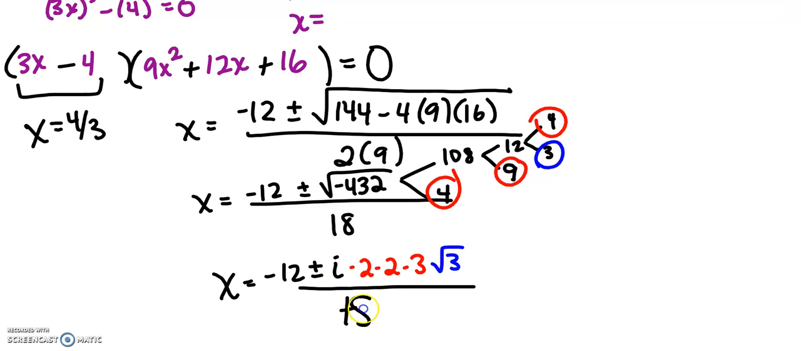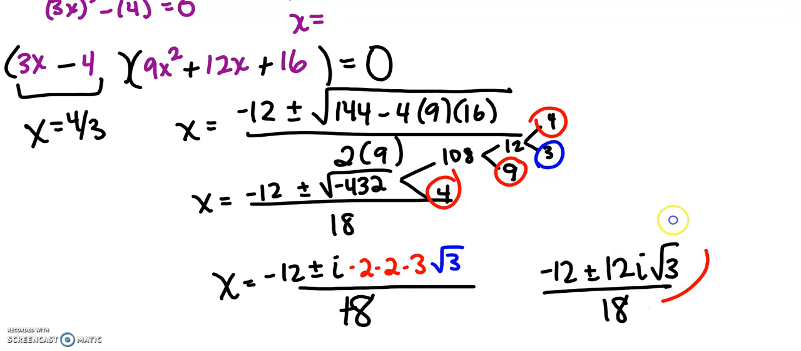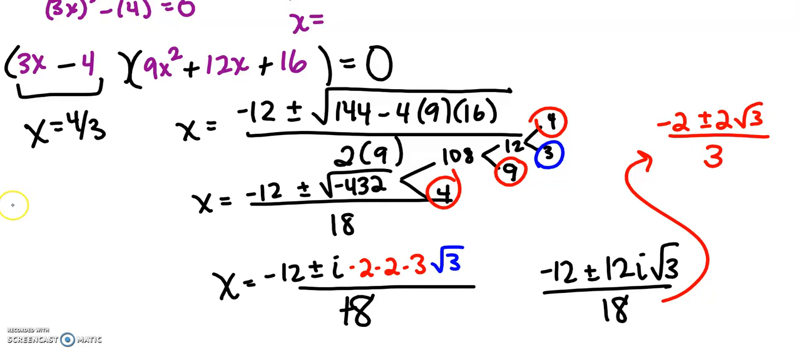So negative 12 plus or minus 2 times 2 is 4 times 3 is 12. 12i root 3 all over 18. I can take a 6 out of each one of those. So I'm all over the place. I apologize. This is going to be negative 2 plus or minus 2 root 3 all over 3.